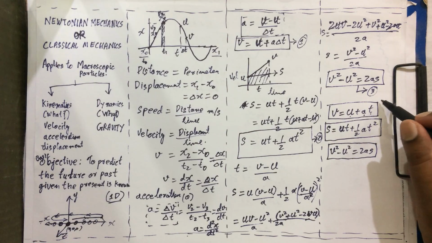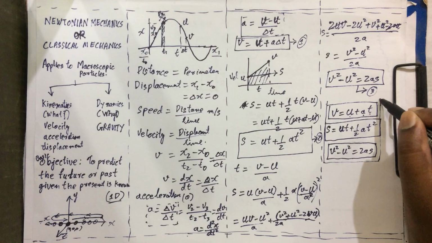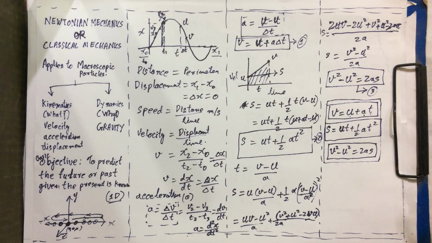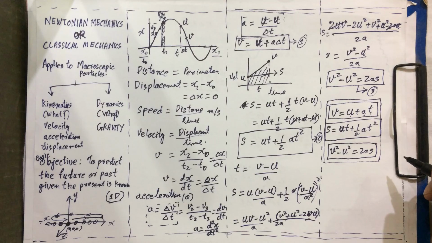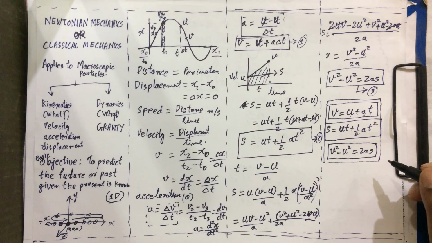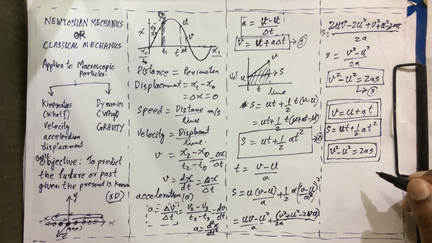So these three equations together are known as Newton's equations of motion. And believe it or not, scientists just need these three equations to send a man to the moon. These three equations are the bedrock for the Industrial Revolution. So that's all on the very first presentation on Newtonian mechanics.